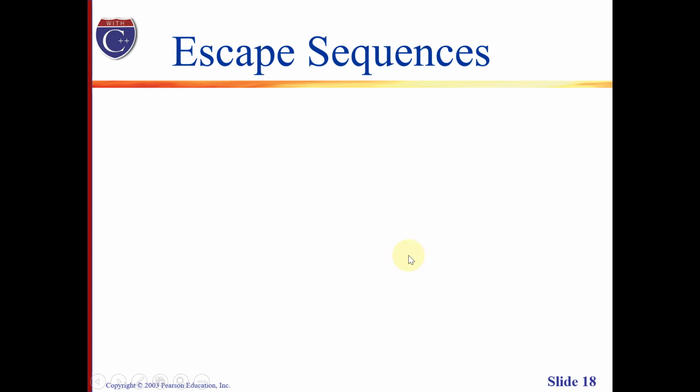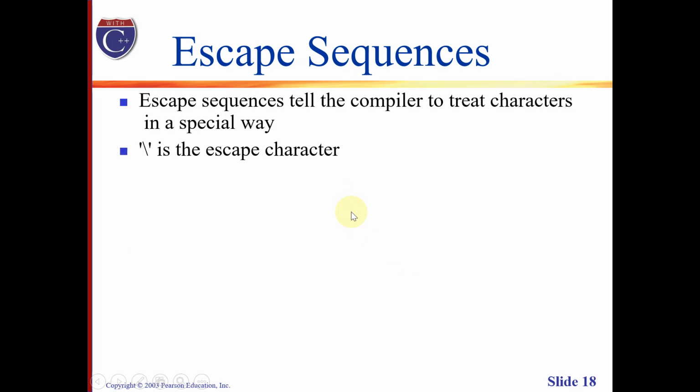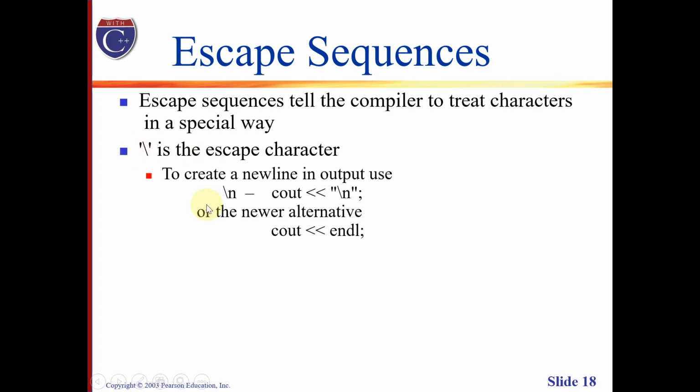We also have escape sequences in C++. In this case, escape sequences tell the compiler to treat characters in a certain way. For instance, this is the escape character. To create a new line in output, we use the new line escape character. What we do is, we enclose slash and n in double quotes. Whenever C++ sees this, it means that we would like to include a new line in our output. We can also do it this way.